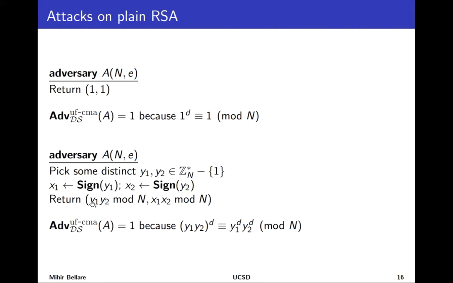So I just use the product y1 y2. By this equation, its signature is just the product of these 2 signatures, so I can compute it. And again, by the same equation, this will work. So this adversary will win the game with probability 1. We may ask, why did we exclude 1? Because otherwise this product might equal either y1 or y2, and then the adversary wouldn't win.